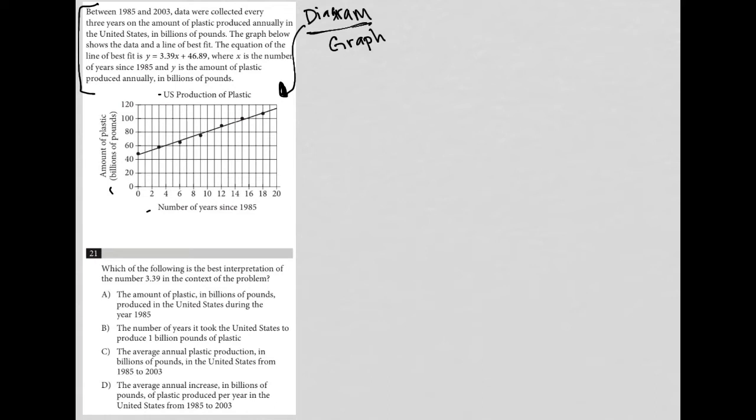The equation of the line of best fit is y equals 3.39x plus 46.89, where x is the number of years since 1985, which we knew because that's the x-axis here, and y is the amount of plastic produced annually in billions of pounds, which we also knew because that's the y-axis there.